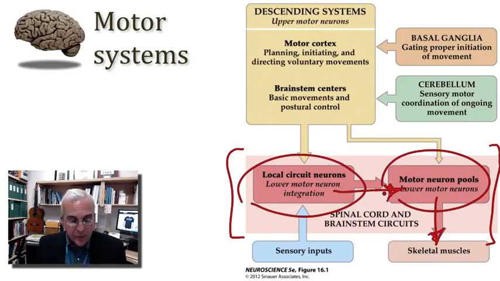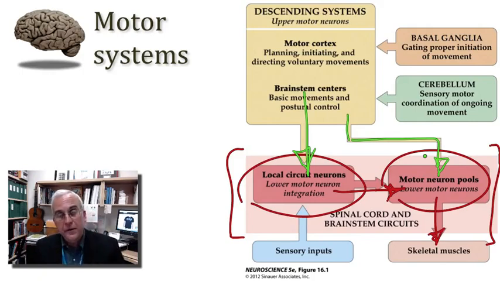And I've already made the point to you that it's really these local circuits that are receiving this descending input from higher centers in the brain, although there is some access to lower motor neurons themselves. And that access is seemingly privileged for the parts of the spinal cord that govern the expression of skill, especially what we do with our hands and our fingers.